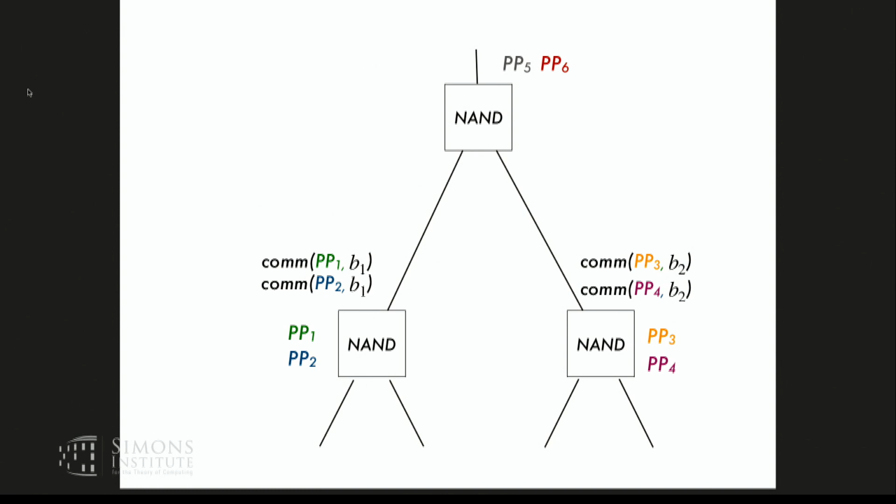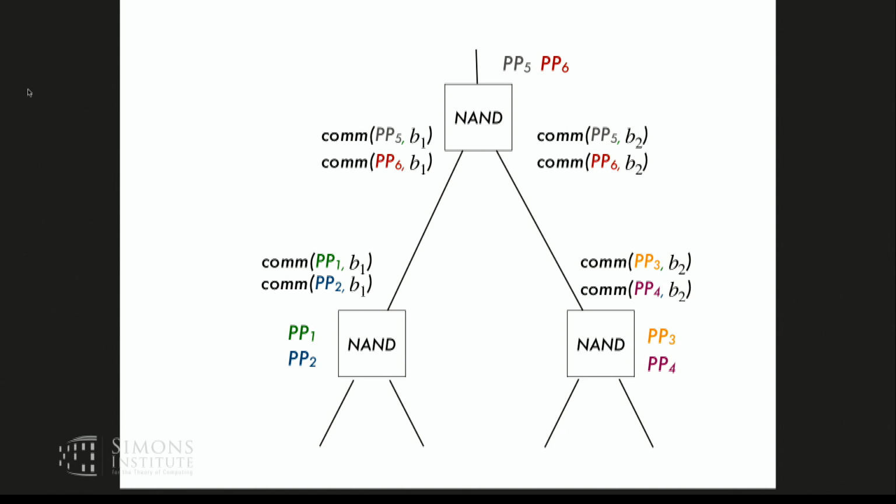Because these wires do go into this gate, so somehow we have to make them compatible. And one way to make them compatible is just to make the prover also commit to B1 using these two parameters associated with this gate. So now with respect to every wire, you're left with 4 commitments, right?